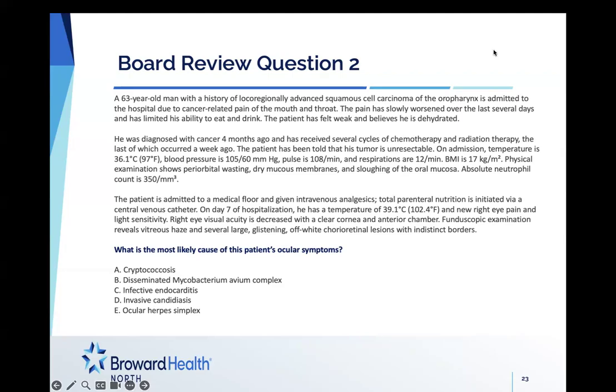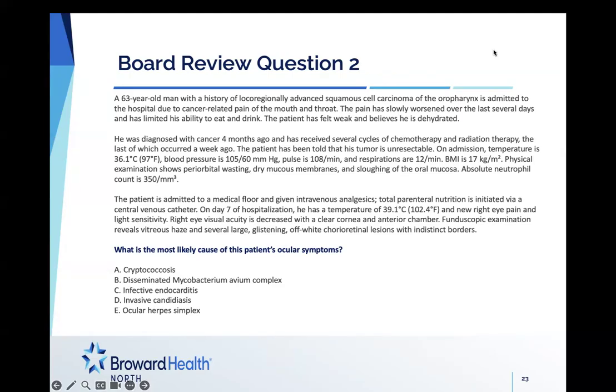On admission, temperature is 97 degrees Fahrenheit, blood pressure is 105 over 60, pulse is 108, and respirations are 12. BMI is 17. Physical exam shows periorbital wasting, dry mucous membranes, and sloughing of the oral mucosa. Absolute neutrophil count is 350, so he's neutropenic. The patient is admitted to the medical floor and given IV analgesics. Total parenteral nutrition is initiated via a central venous catheter.